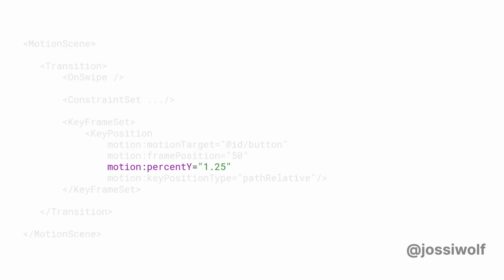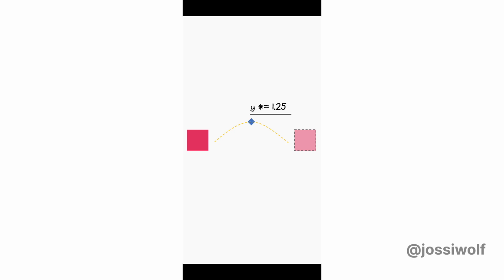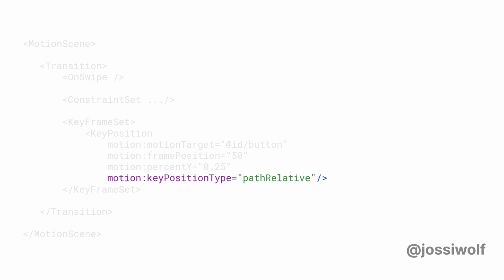And in this case, we define a position. So we want our element to move. So we say percentY is 1.25%. And it looks like this, roughly. So imagine you would have a straight line going from the starting state to the ending state. And now you say the y position is 1.25% higher. And then it moves in this kind of arc motion. And lastly, obviously we set the KeyPosition type. We set it to path relative because we wanted to move along the path.